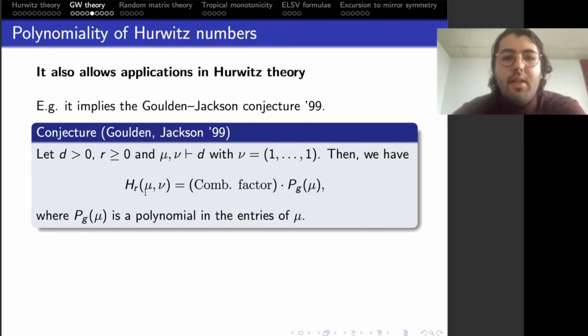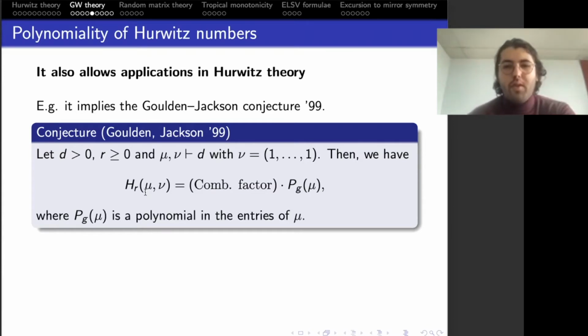So this is what Goulden and Jackson in 1999 conjectured, and it indeed follows from the ELSV formula in one line. And it took Hurwitz theorists, I think, 17 years to come up with a proof of this conjecture, which actually doesn't rely on the ELSV formula, and it used some very deep representation theoretic theorems to actually prove this conjecture independently from the ELSV formula. So this is actually a very deep structural result on the structure of double Hurwitz numbers, where we have that the partition nu is trivial.